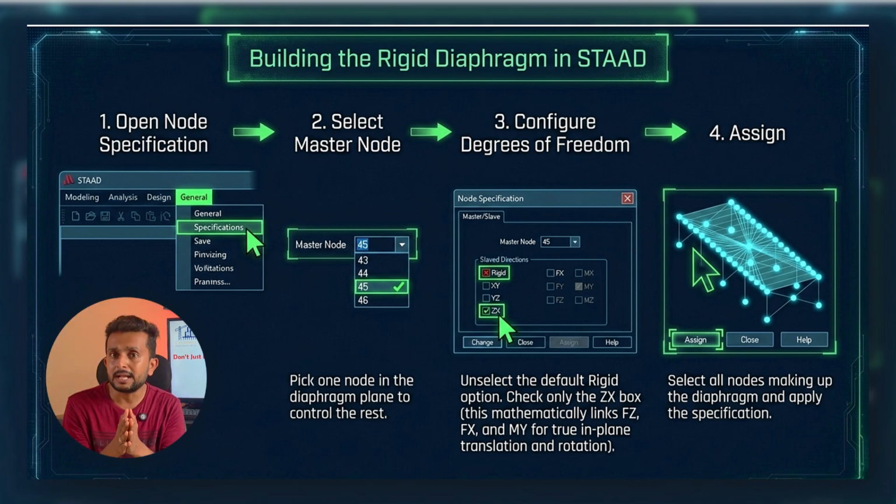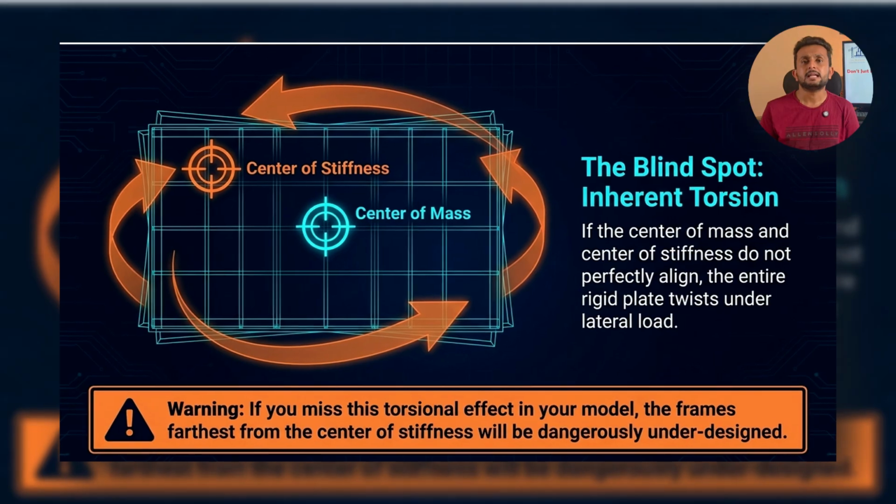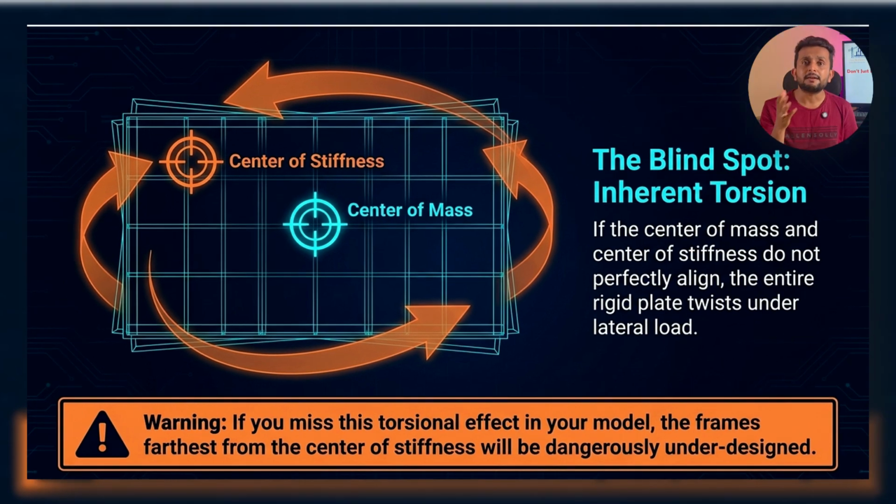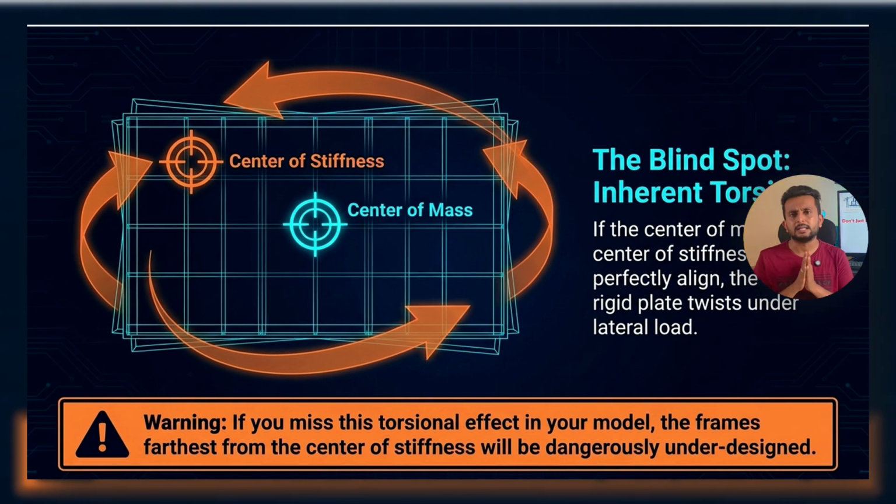But for a horizontal diaphragm, you actually only want to link the in-plane translation and the rotation about the axis perpendicular to the diaphragm. So unselect the rigid and select the ZX box instead, which is equivalent to linking FZ, FX and MY. Then select every node that makes up that diaphragm, including the master. Run it, and here is the result.